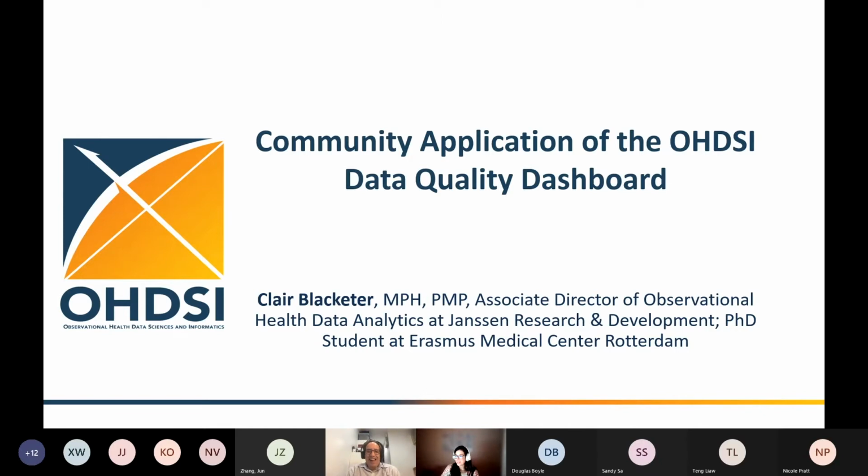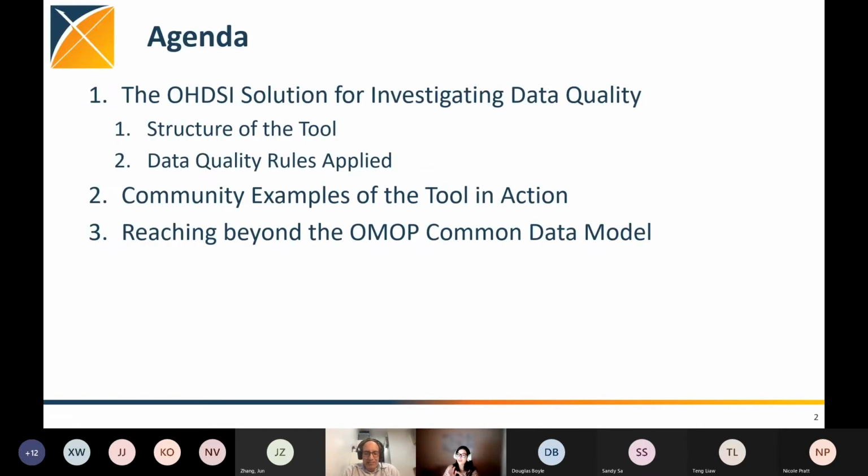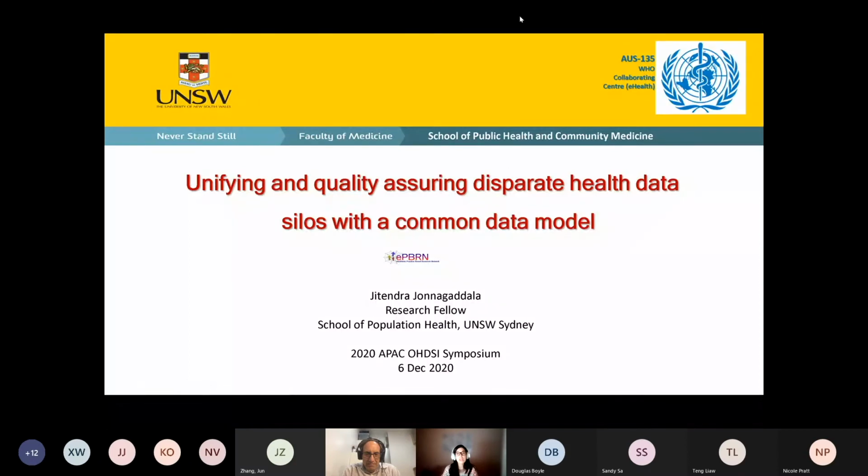So let me just go through a few slides. I'm going to take you quickly through our solution right now for investigating data quality. I think it's helpful to talk quickly through the structure of the tool and the rules that are applied. Some of you may have seen these slides before, so I apologize in advance, but it helps to understand how this works and why the structure of the CDM is important for it to work.